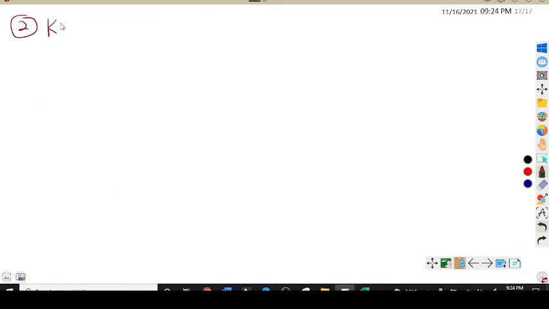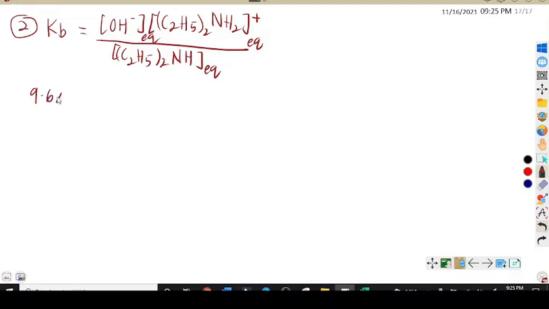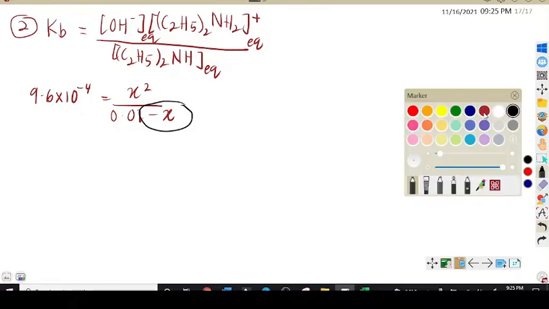Second step is to write our Kb expression. Insert the value for Kb and the values of the concentrations at equilibrium. So that would be X squared divided by 0.01 minus X. Remember that for this X in the denominator, you have to figure out whether it is significant or not by using the alpha significant formula.